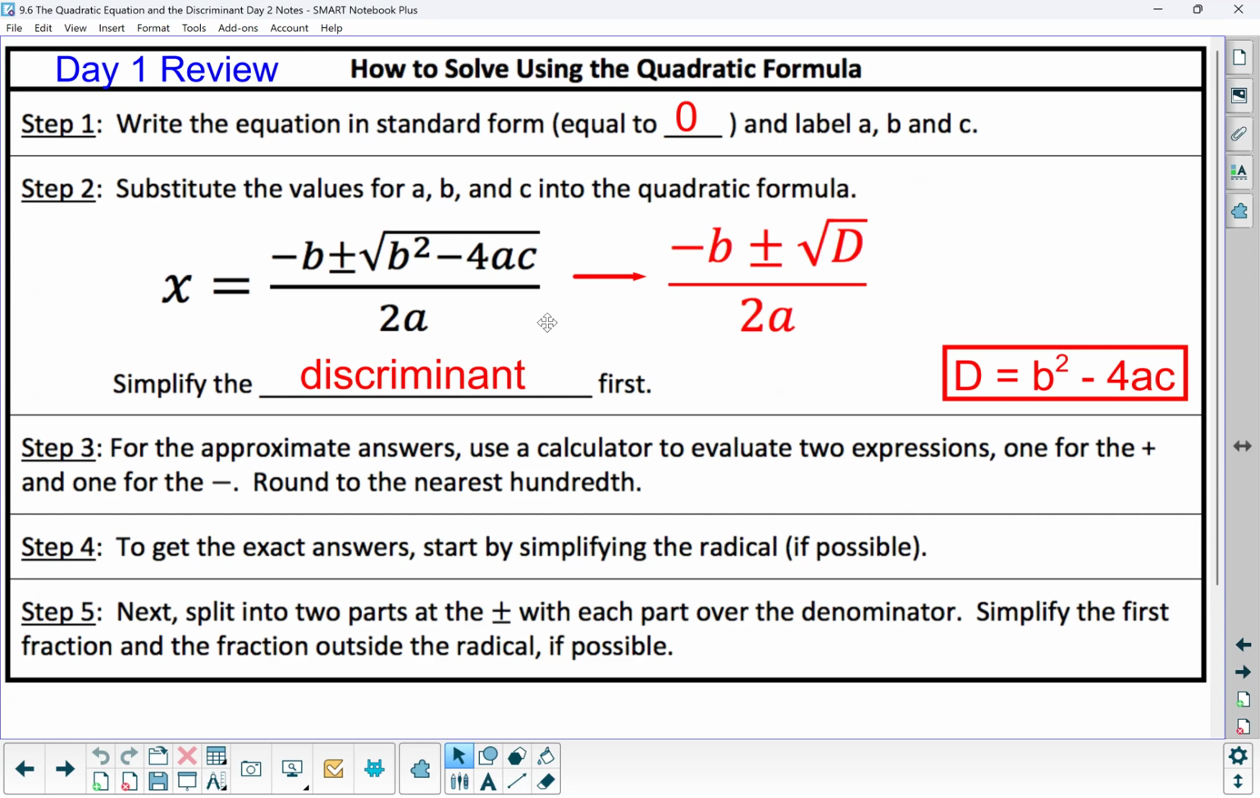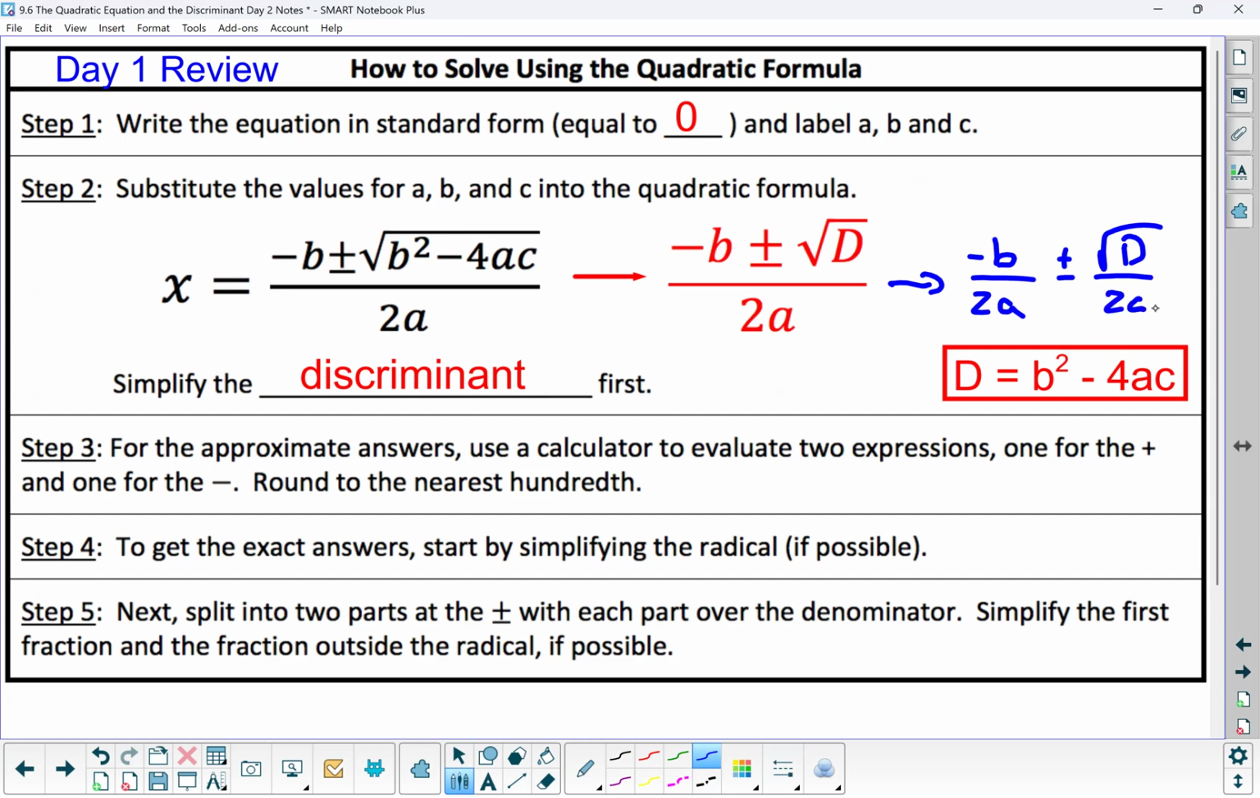That inside part, b squared minus 4ac, is the discriminant, d. I prefer to write it a little bit differently, but any of these three ways would be fine. I like to split the fraction up: negative b over 2a, plus or minus the square root of d over 2a. The reason I like that method is it makes simplifying the fractions a little bit easier. And so you'll see in the bottom of step 2, simplify the discriminant first.